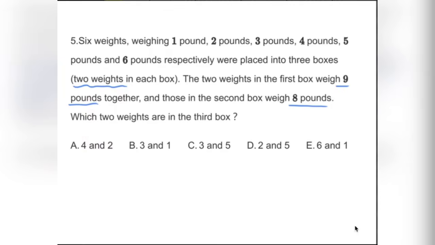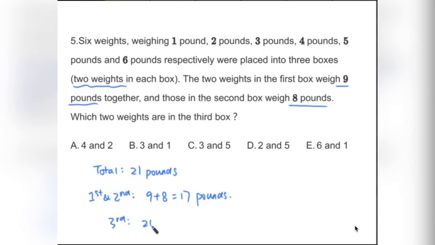in the third box? Well, we know that the total is 1 plus 2 plus 3 plus 4 plus 5 plus 6, right? So what is the total? Yes, the total is 21 pounds. And then for the first box and the second box, you already get 9 plus 8, which is 17 pounds. Which means for the third box, you can only see 21 minus 17, which is 4 pounds. Then following this, could you please tell me which 2 numbers will add up to 4? Yes, there's only one choice, which is B, right? 3 plus 1, that is 4.